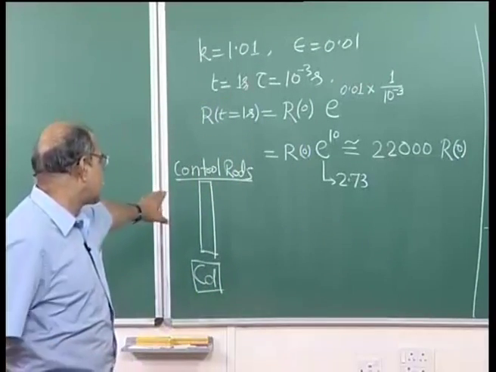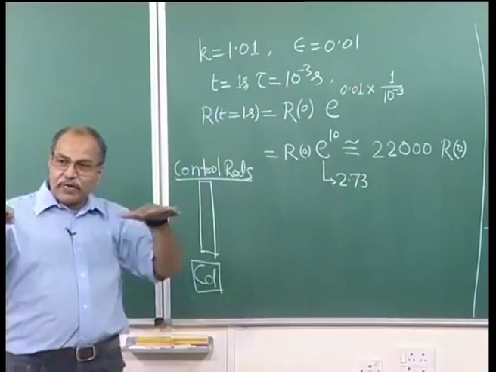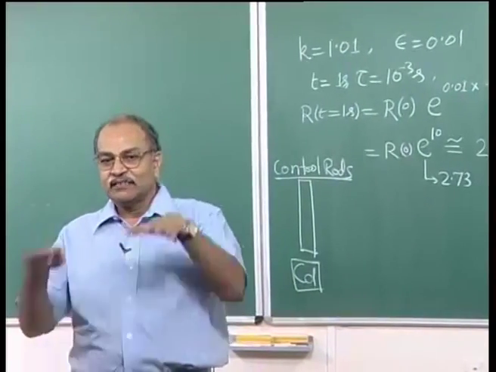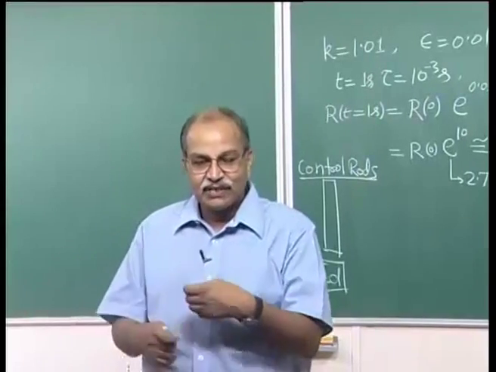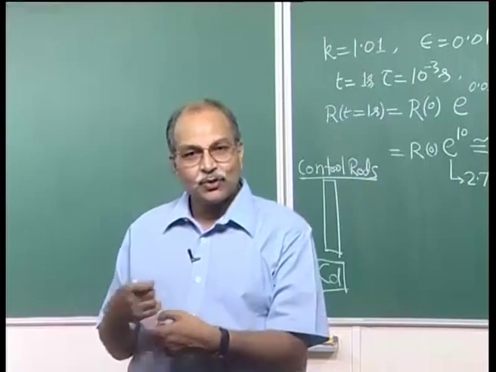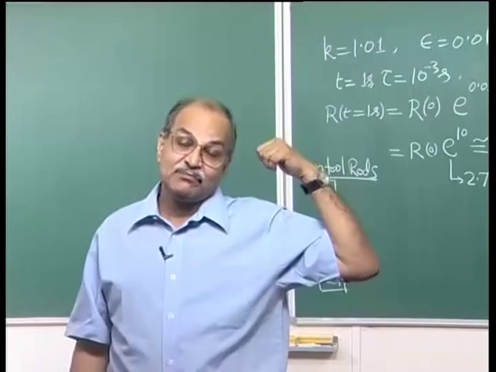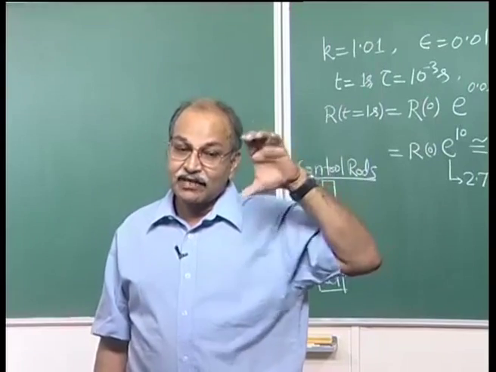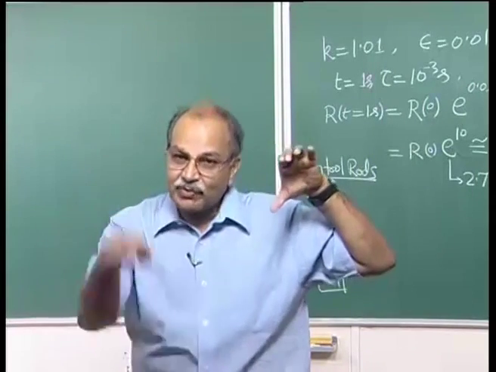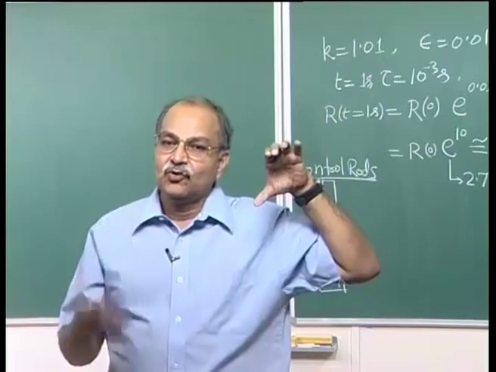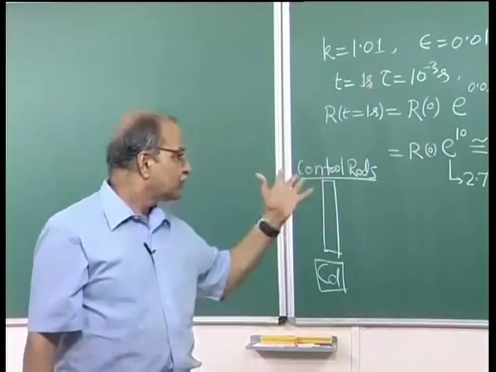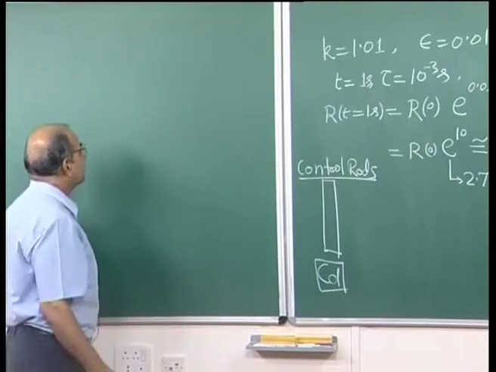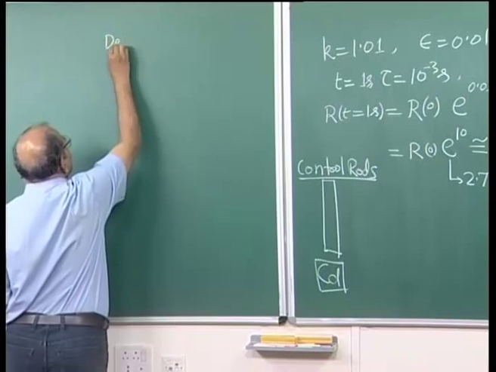So, that is how it is controlled. But if it is controlled by this mechanical movement of these rods, it is very difficult to control that at millisecond time scales, 10 to the power minus 3, 10 to the power minus 4 second time scales. In that time scale, it has to mechanically go in or go out, that will be very, very difficult. So, how is that done? We are helped by a phenomenon which is known as delayed neutrons.